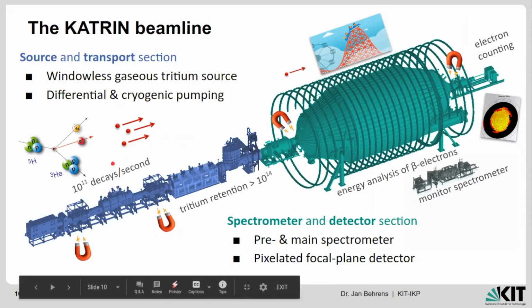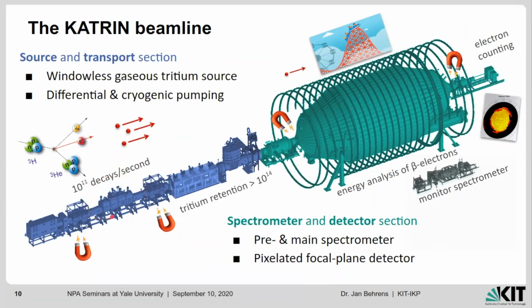So we start here on the left side with the source and transport section. The source is here. And in the source, we have tritium β-decay with 10^11 decays per second. We have a windowless gaseous tritium source, which means in principle, tritium gas and decay products can leave the source and go further down the beamline. To prevent that, we have a transport section, which is a combination of two components which achieve a tritium retention of 10^14 or better and reduce the amount of tritium ions, for example, reaching the spectrometer and detector section. And the spectrometer and detector section is here on the right side.